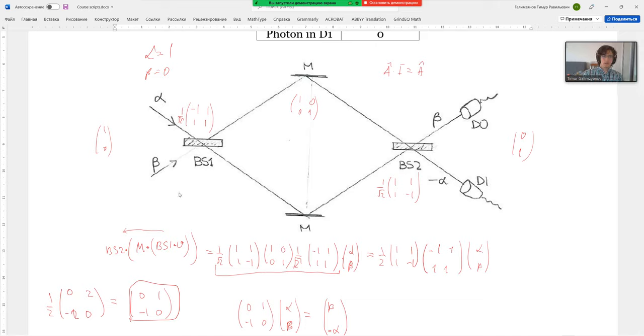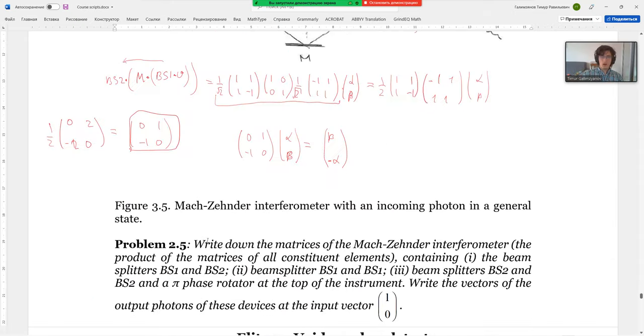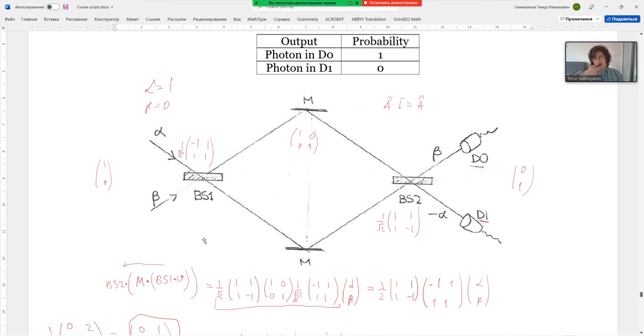So if all the incident light goes from the upper side, alpha, then we get all the light at the D1 detector, and we get nothing on the D0 detector. And that is how we work with the simple mathematical approach to this Mach-Zehnder interferometer.